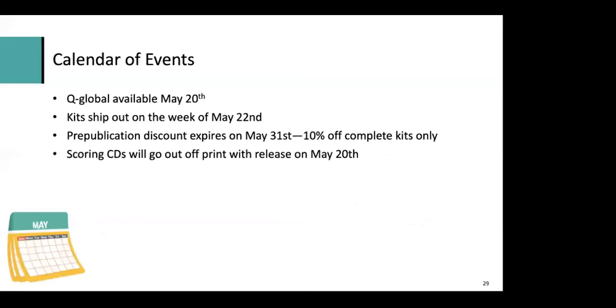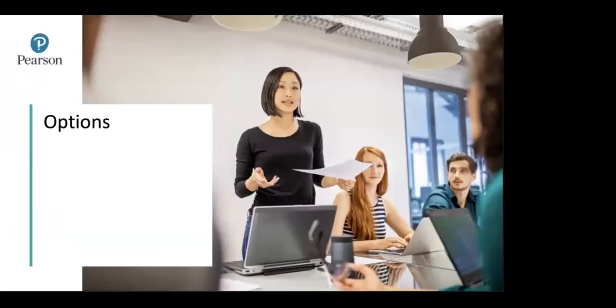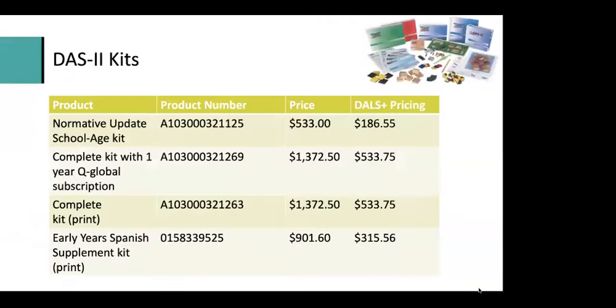Now here's the calendar of events for the DOS2. Scoring will be available on Q Global on the 20th of May. If you purchased a kit, those will start shipping out the week of the 22nd of May. Right now, we're offering a pre-publication discount on complete kits only. The discount will expire on the 31st of May. And then please know that the scoring CDs for the DOS will go out of print as of the 20th of May.